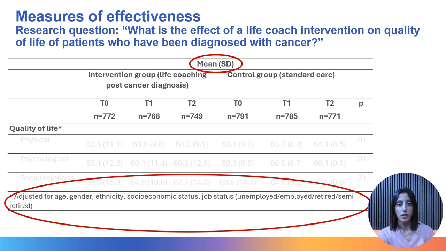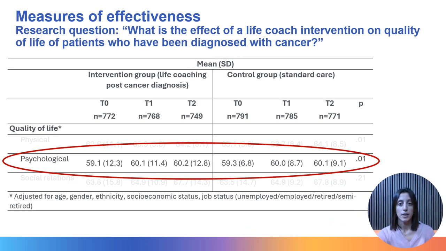Researchers measure quality of life in both groups right after the intervention has been delivered, at T0, then 3 months later, T1, and 6 months later, T2. They then compare the means and standard deviations between the intervention group and the control group, but they do it through regression modeling, where they also control for important potential confounders like age, gender, and other important variables.